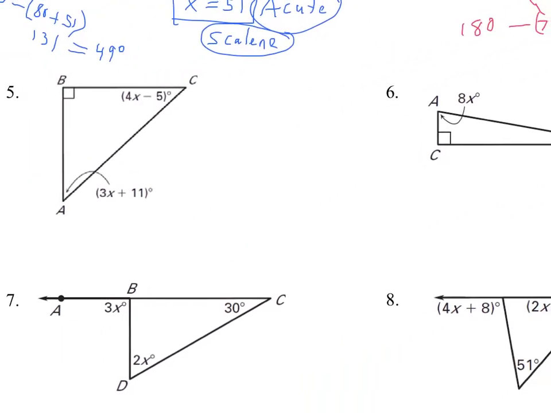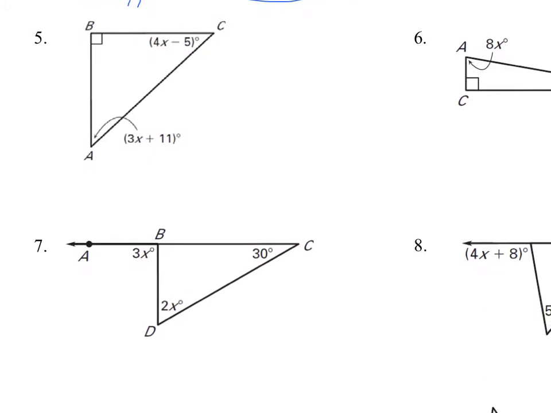Alright, on to number 5. This is a right triangle, and so all 3 angles will add up to 180, just like any triangle. But we learned a shortcut for right triangles. Since angle B is 90, that means the other 2 angles have to add up to 90. That way the total is 180. So instead of setting all 3 equal to 180, just add together the 2 non-right angles and set it equal to 90. They're going to have to equal 90.